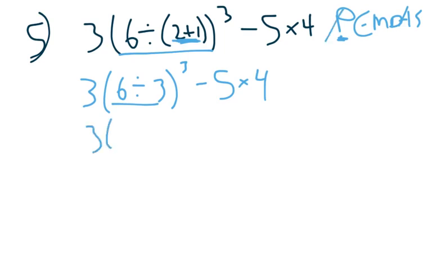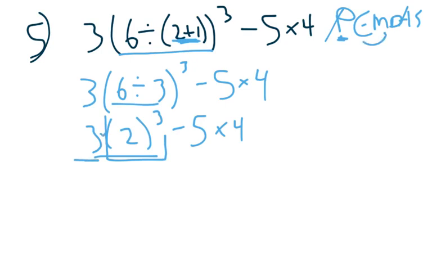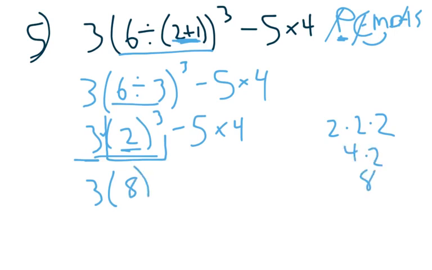So 3 times 2 cubed minus 5 times 4. Now when it comes to 2 cubed, only the 2 is being cubed. That 3 is being held together by multiplication, and that's something I have to do after exponents. So when I'm addressing the exponents, I'm looking at 2 cubed, which is 2 times 2 times 2. So I have 3 times 8. 2 times 2 is 4, times 2 again is 8, minus 5 times 4.